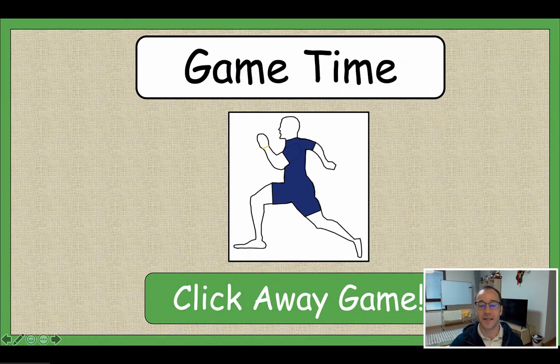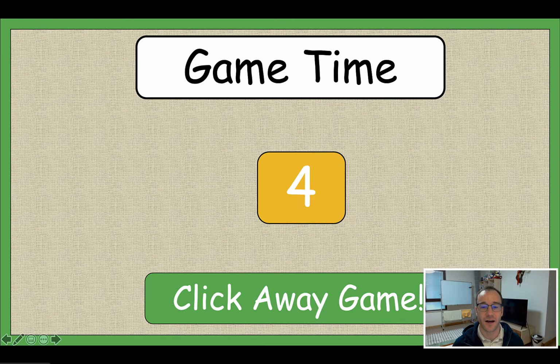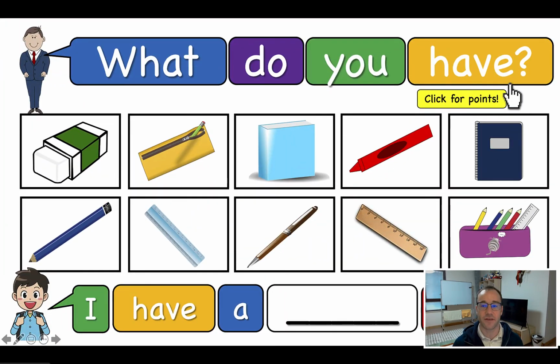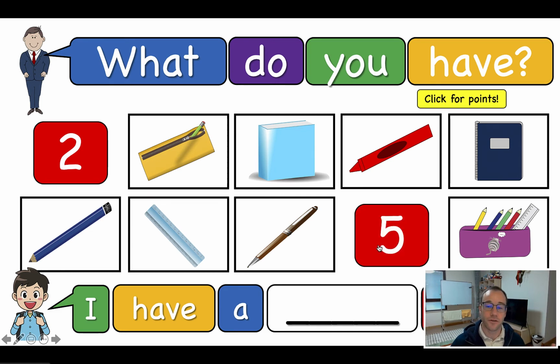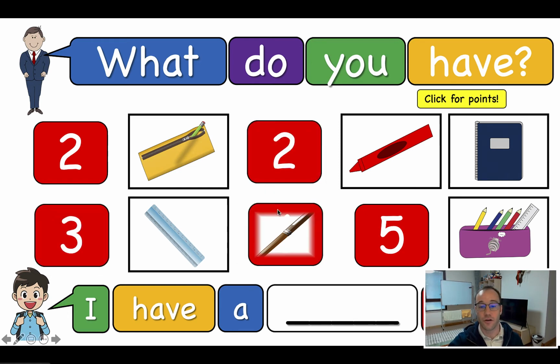All right, so click away game. They get points. Again, it's just drilling now the same thing, but they're able to get points. So you can go team by team. What do you have? I have a green eraser. Okay, what do you have? I have, or that team would get 2 points. I have a yellow, or I have a brown ruler. What do you have? That team would get points. So you can do team by team. If you have 4 teams, each team would get at least 2 goes, right?